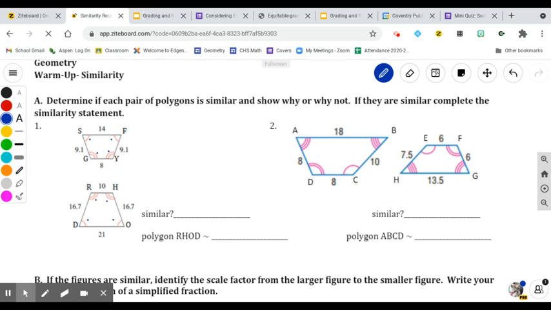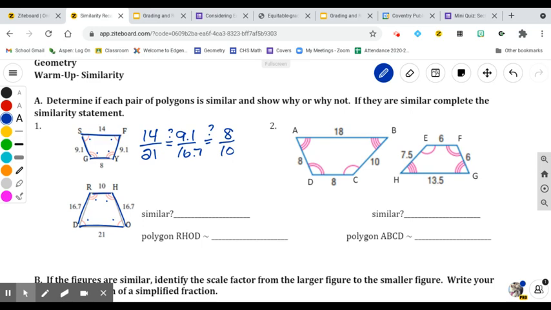Then you have to set up ratios of the sides. So you actually have to do out some work and write out ratios. See how I'm going to start with 14. 14 would correspond to 21. So you can put 14 over 21, and ask yourself, is that equal to 9.1 over 16.7? And then you don't have to put 9.1 over 16.7 again. And then lastly, you're just going to have 8 over 10.